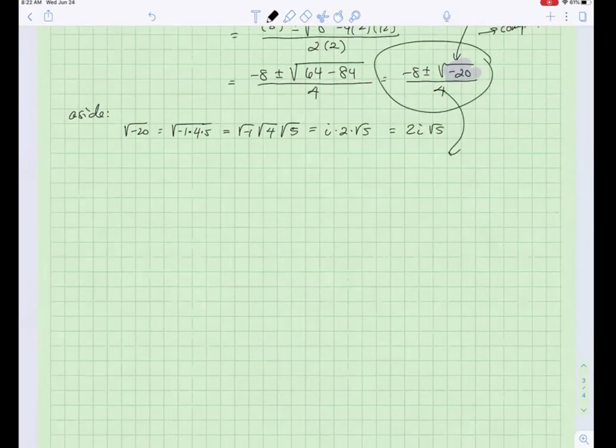So, it sounds like an interstate. I was on 2i root 5. No big deal. Let's see.